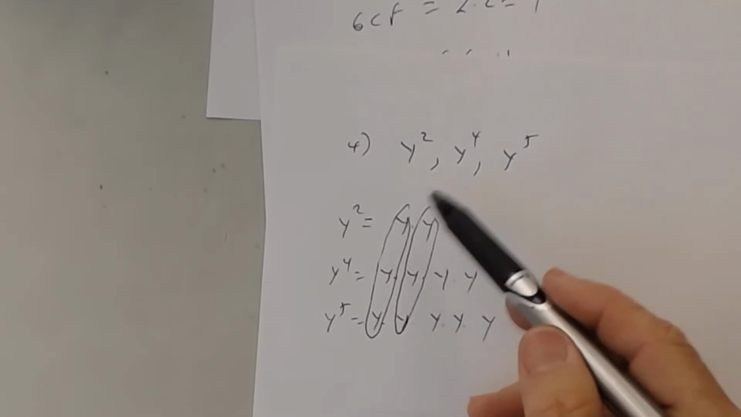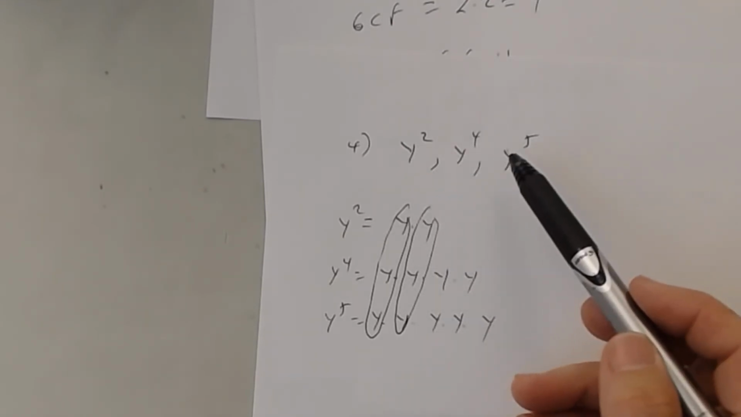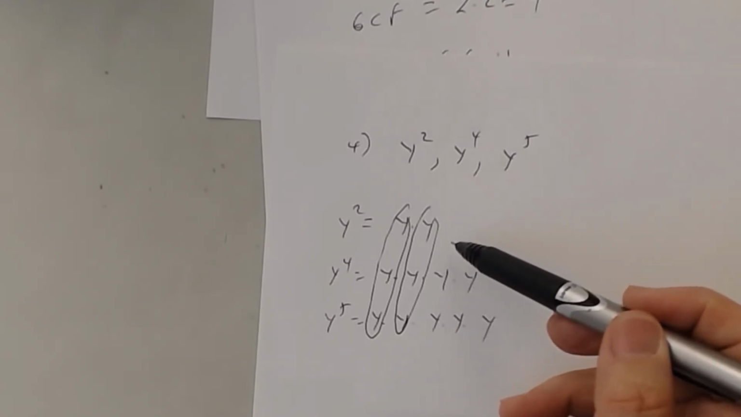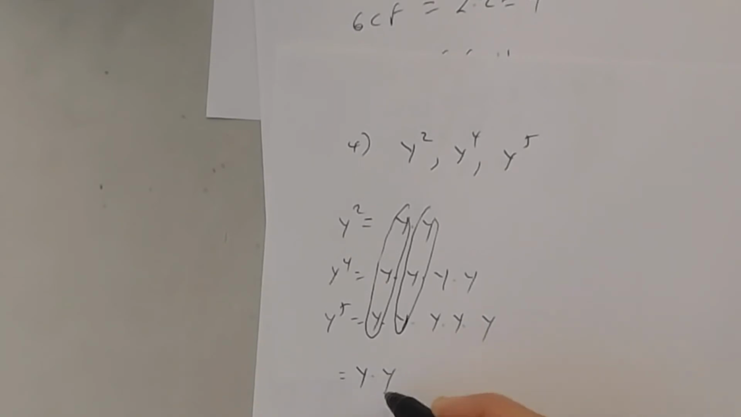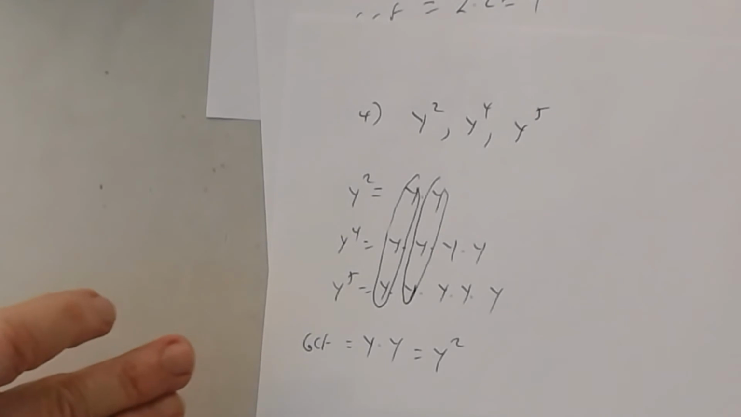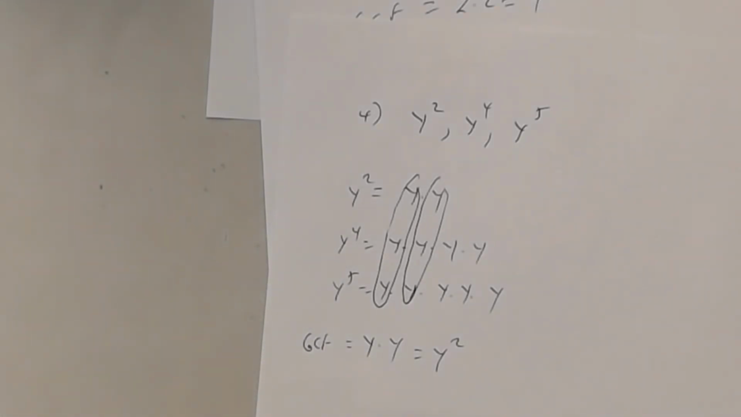You may say, well, why can't I circle these two right here? Because how many terms did you have altogether? Three. Well, you better have some more y's here. And you don't. So the GCF is going to be y times y. But the point being that when you deal with the variables, you don't have time to do this. Now you see that when I'm dealing with variable expressions, the GCF is going to be the one with the smallest exponent.